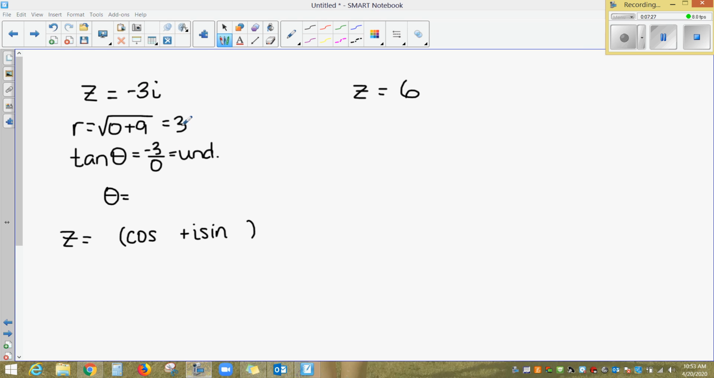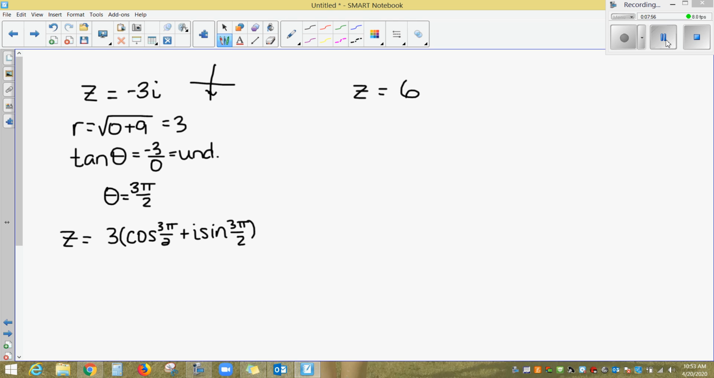So r here should be 3. The tangent of theta is negative 3 over 0, which is undefined. If we're thinking about where that vector would be, we're at 0, negative 3, we're straight down here, which means we're at 3 pi over 2. So the r is equal to 3 out in front, and the theta is 3 pi over 2. Here's our trigonometric form of negative 3i.